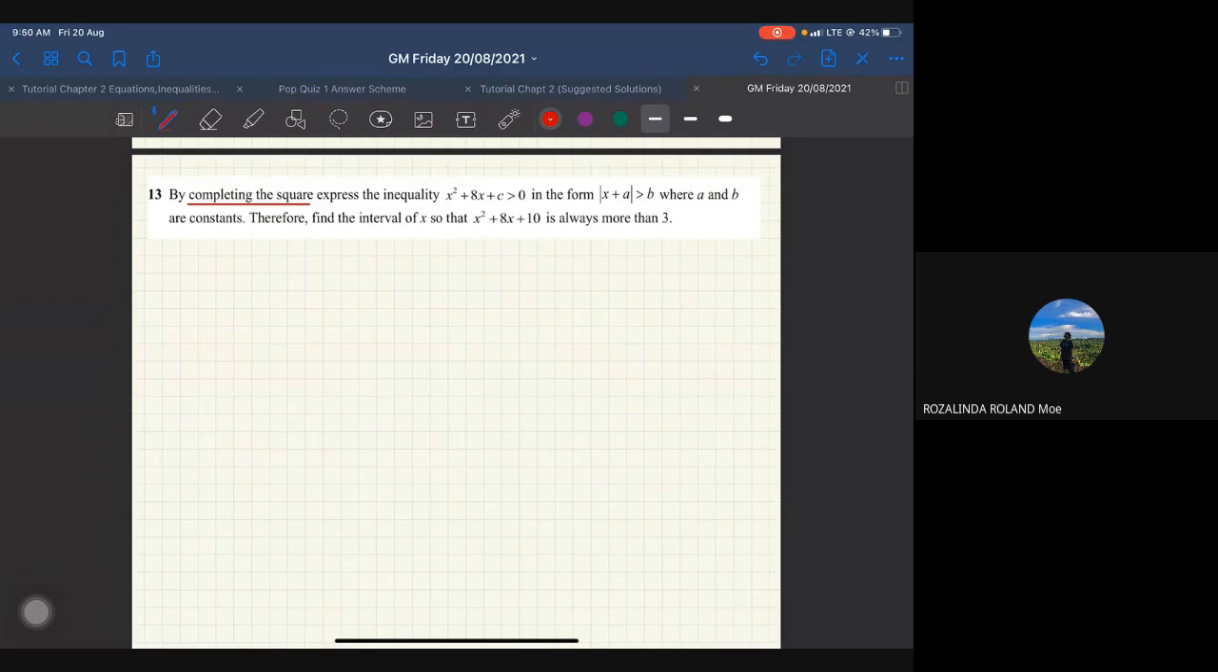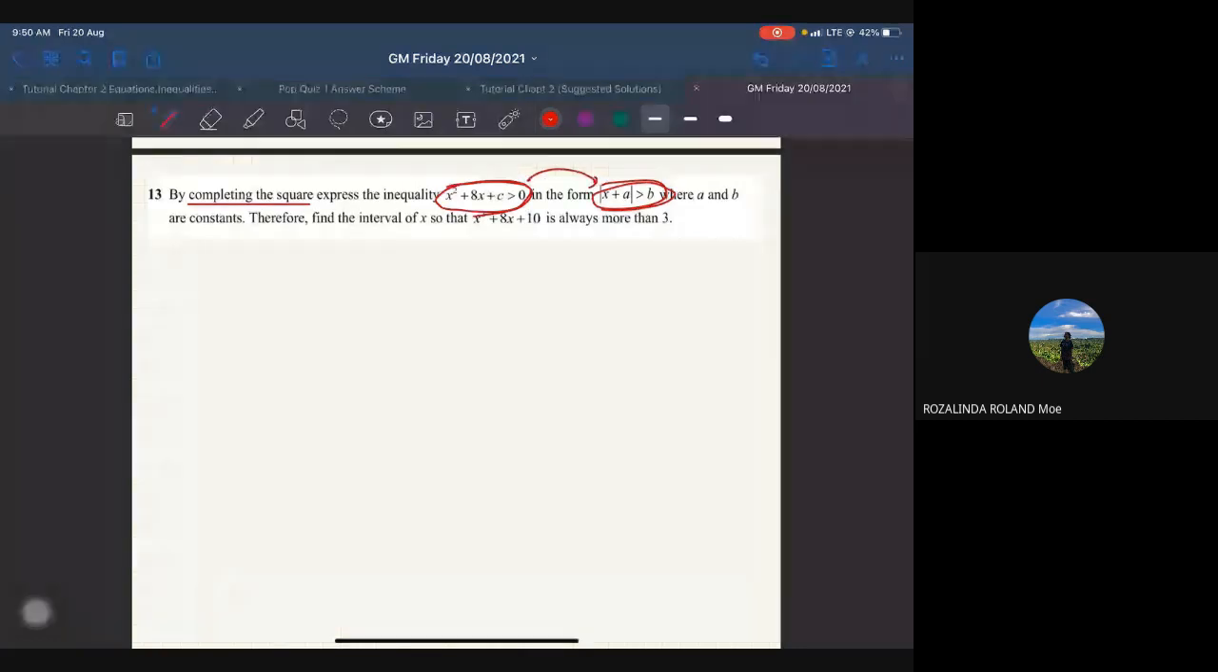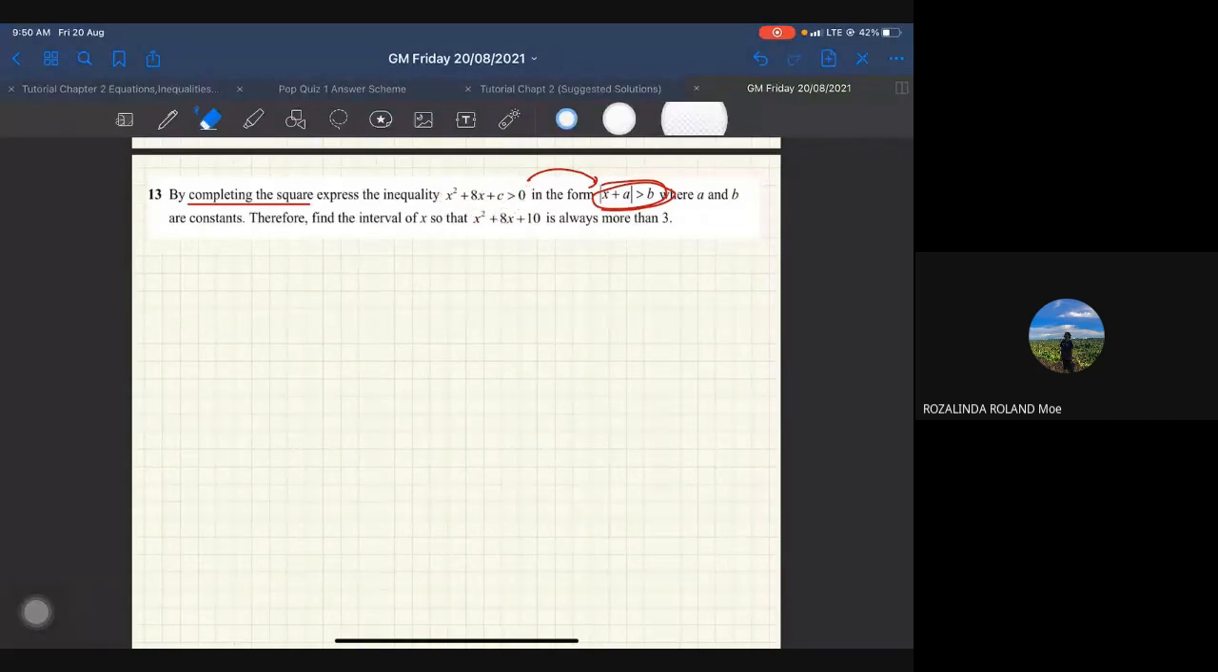Okay, and then dia suruh kita cari interval of x so that x square plus 8x plus 10 is always more than 3. Okay, so untuk yang second part ni maksudnya dia nak kita cari interval of x yang macam ni, x square plus 8x plus 10 dia mesti always greater than 3. Okay, so let's settle one by one. Okay, so kita akan gunakan dulu completing the square untuk x square plus 8x plus c.